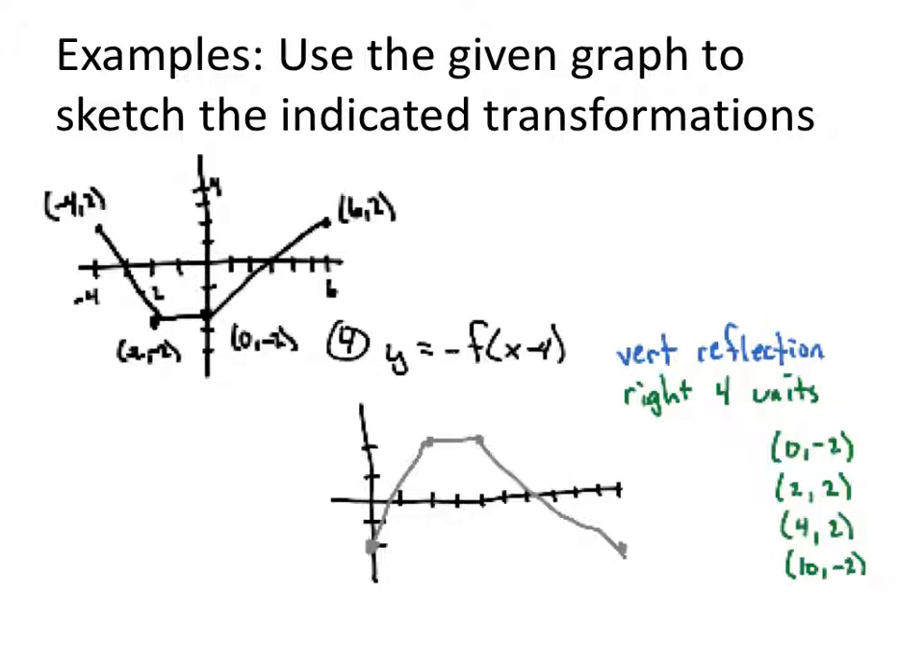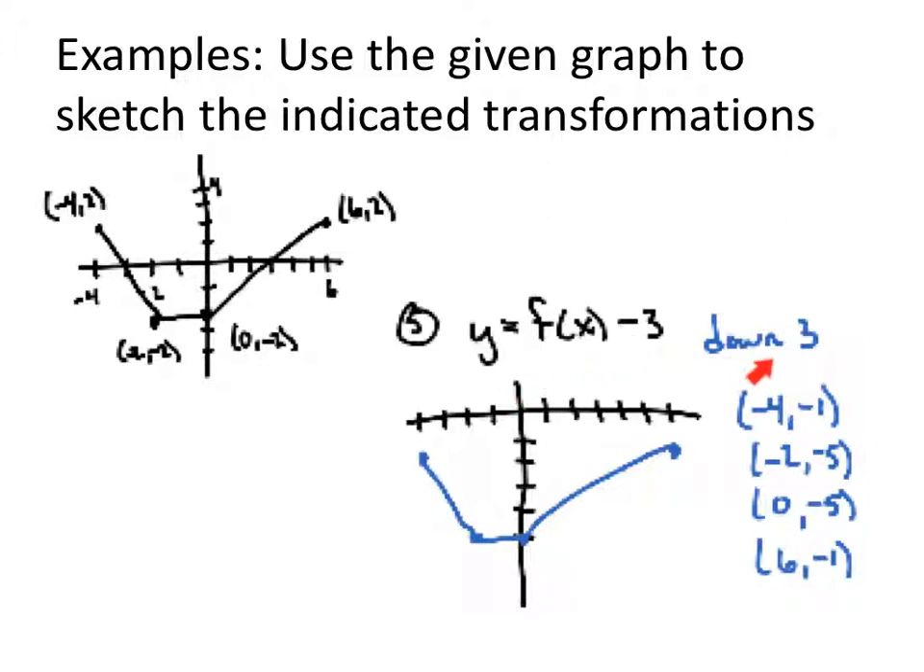Now let's do some combinations. The negative on the outside is a vertical reflection, and the x minus 4 on the inside tells us to go right 4 units. Right, on the inside, it's right or left. On the outside, it's vertical. So I'm going to go right 4 units and flip over my y values. So I add 4 to all of my x values. I change the sign of all of my y values, and I have my new graph.